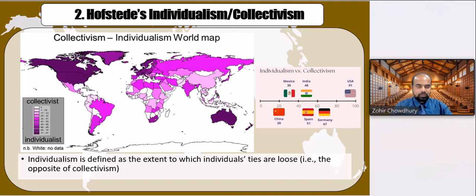Here we can see at the very extreme on one side, the USA is very individualistic, with a much higher score, whereas here we have China, where the score is at the lower end, with more collective thinking in the society. In between, we have India and Spain, which lie between the two extremes. The map also shows the other countries and where they may lie with respect to individualism or collectivism.